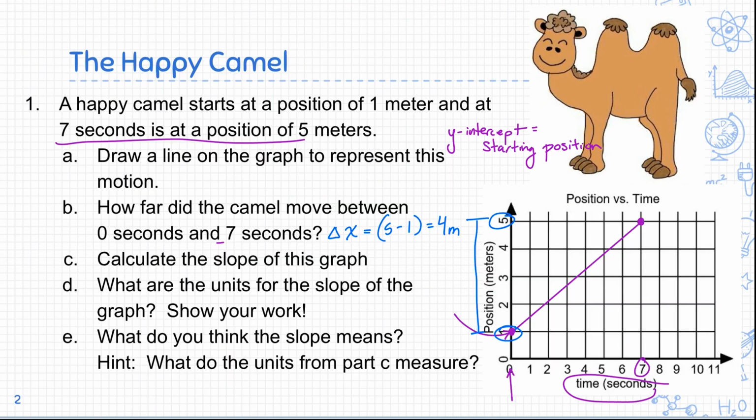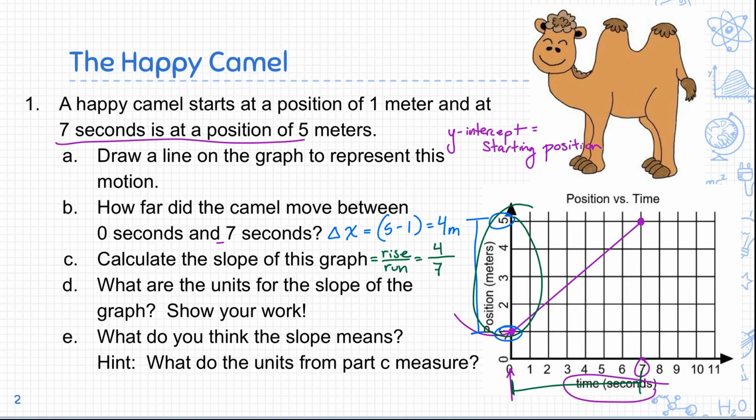And then it says calculate the slope. Okay, well, slope is rise over run. And the rise we talked about is this 4. It's not 5, it's 4 because it starts at 1 and goes to 5. So my rise is 4 and my run is between 0 seconds and 7 seconds, which is a run of 7. And then it says, what are the units?